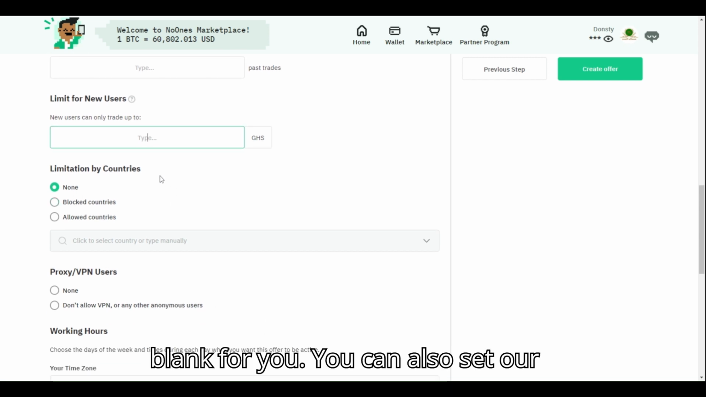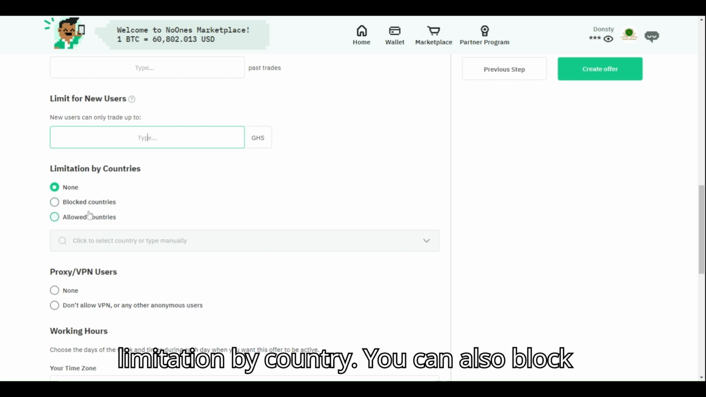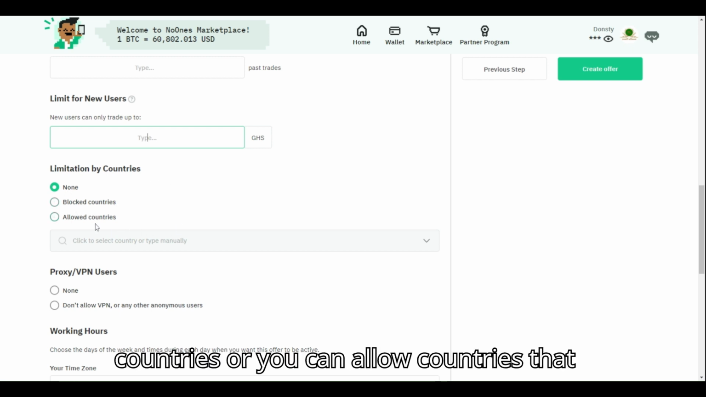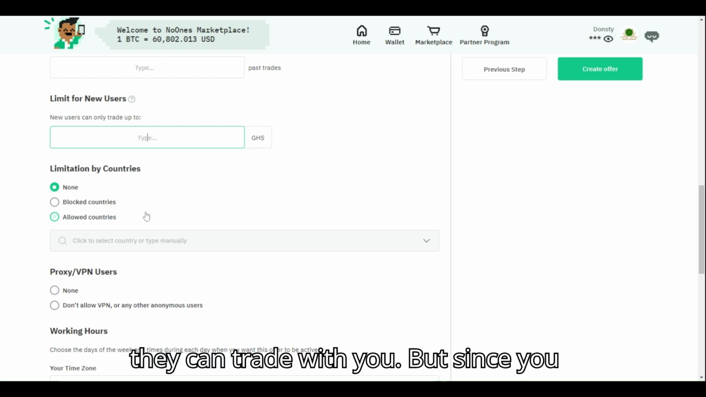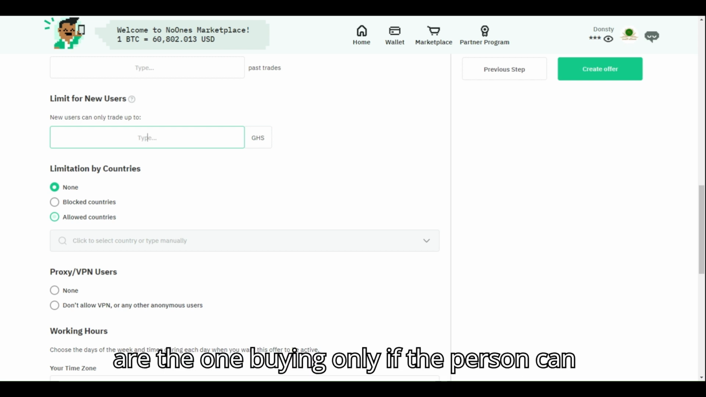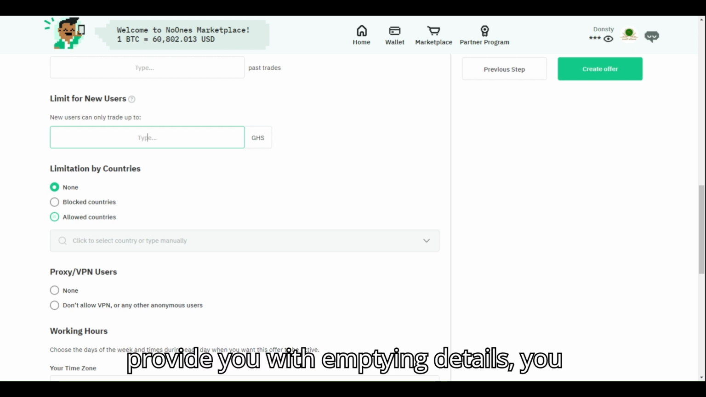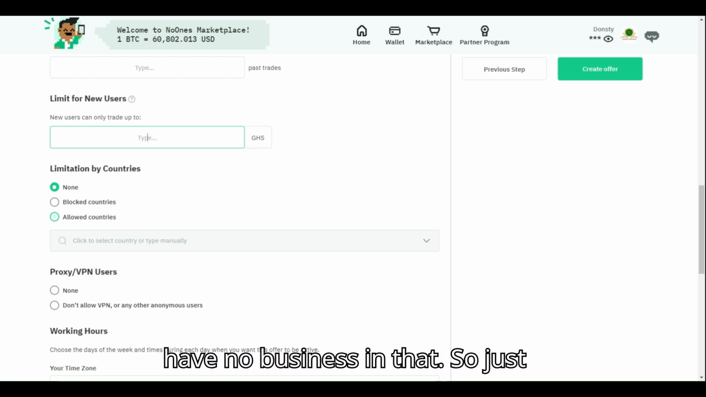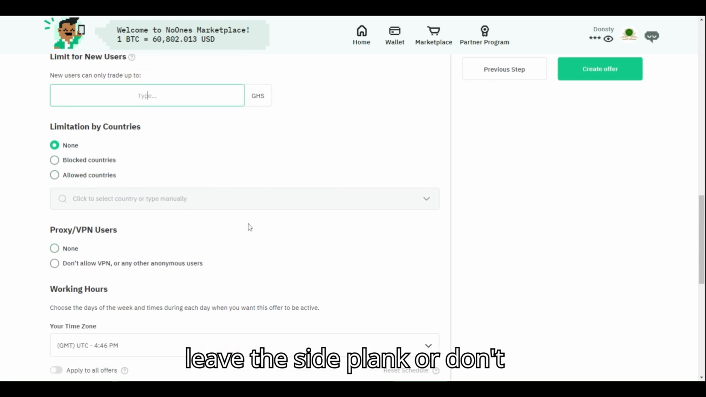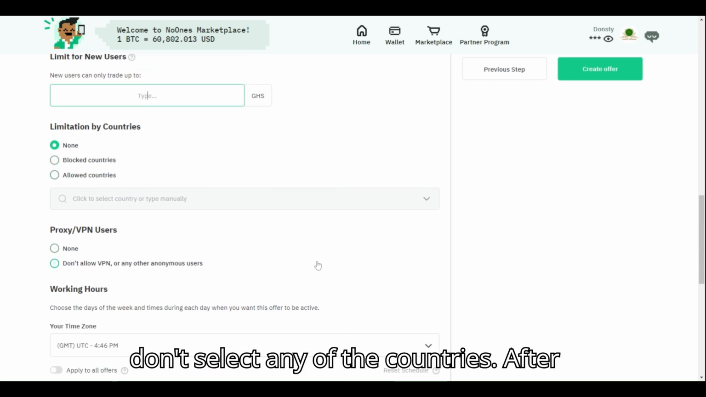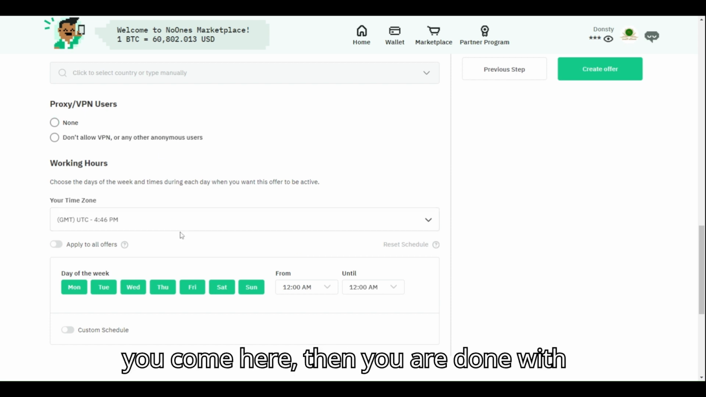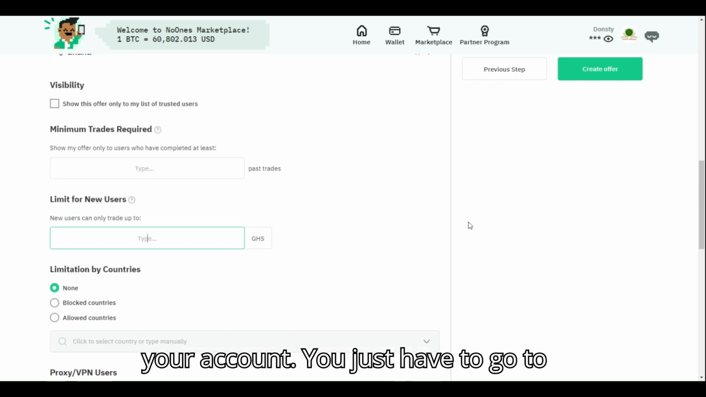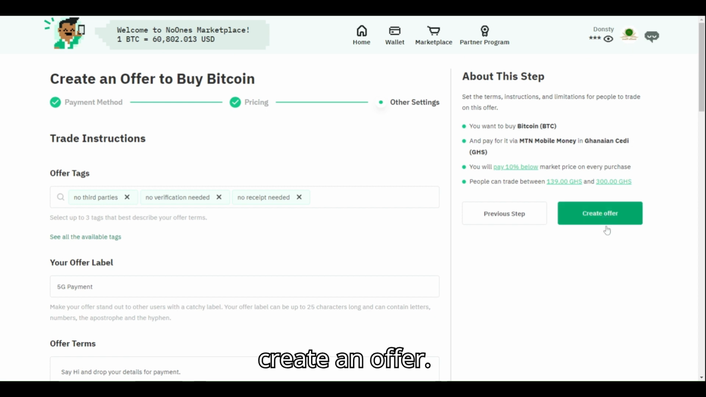You can also set limitations by country. You can also block countries, or you can allow countries that can trade with you. But since you are the one buying, as long as the person can provide you with MTN details, you have no business in that. So just leave this side blank, or don't select any of the countries there. After you come here, then you are done with your account. You just have to go to create an offer.